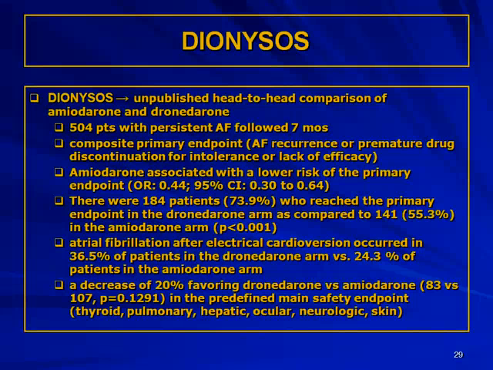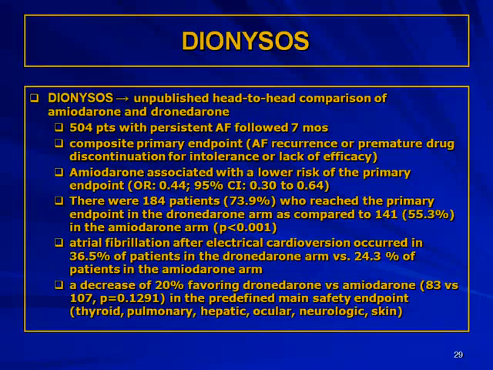There were about 74% of the patients who reached the primary endpoint with dronedarone, 55% with amiodarone. As I said, the number of patients requiring electrical cardioversion occurred in about 36% of the dronedarone patients compared to 24% with amiodarone. So amiodarone clearly was more effective in terms of preventing AFib recurrence.